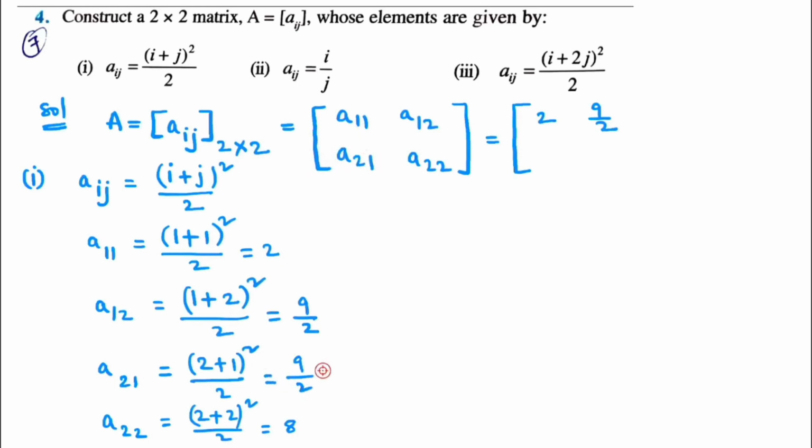A21, what is A21? 9 by 2, 9 by 2, okay. Next, A22, what is A22? A22 is 8, okay. So, I calculated the matrix of order 2 by 2 such that whose elements are Aij is equal to (i plus j) whole square by 2. I hope you understand this, right?